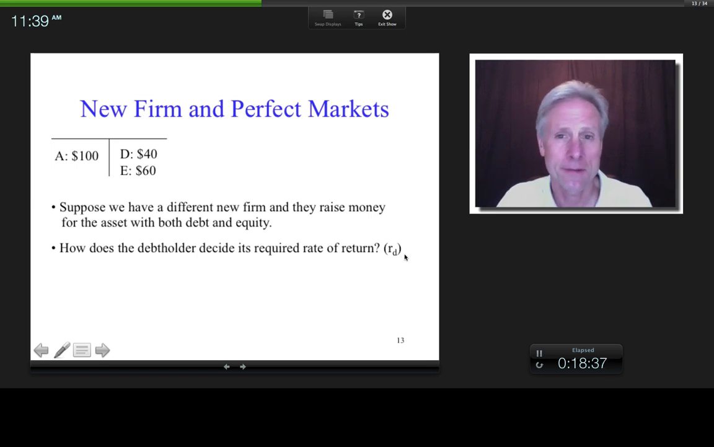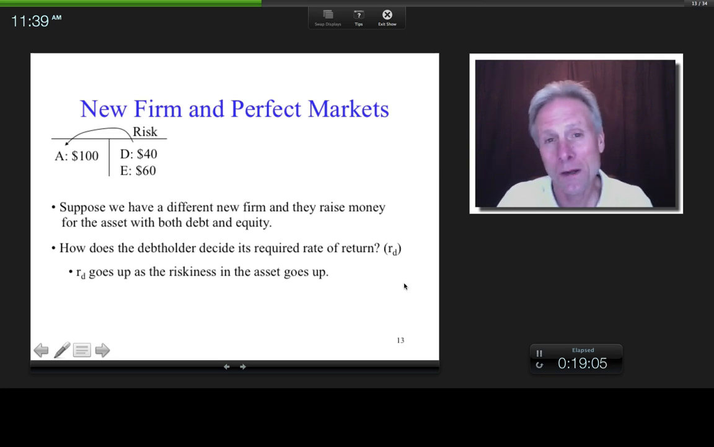Well, let me put it this way: what did the equity holder look at in the previous example? Well, the equity holder in the previous example said, hey, what are you doing with my money? Well, does the debt holder have a similar interest here? They do, right? So basically, they'll say, hey, what are you doing with my money? And if it's high risk, will they require higher or lower return? They'll require a higher return.